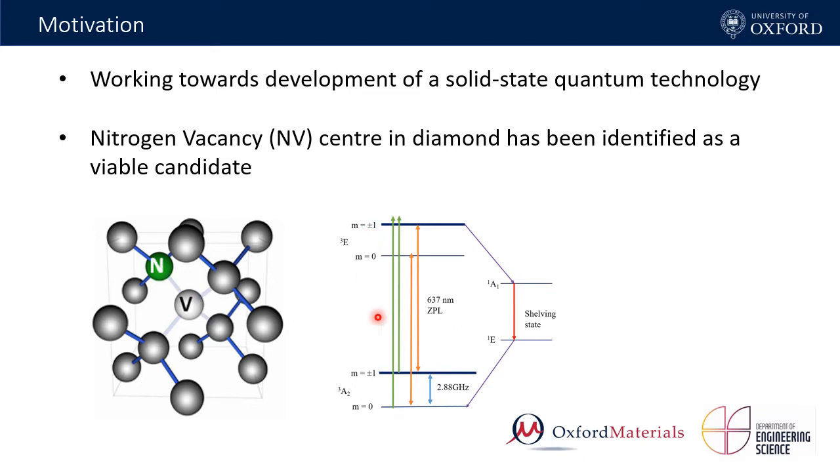It adds this energy structure into the band gap. Here we see a spin triplet ground state, a spin triplet excited state, and a spin singlet excited state. We can treat this as our two-level system and use microwave fields to control the state of the qubit.